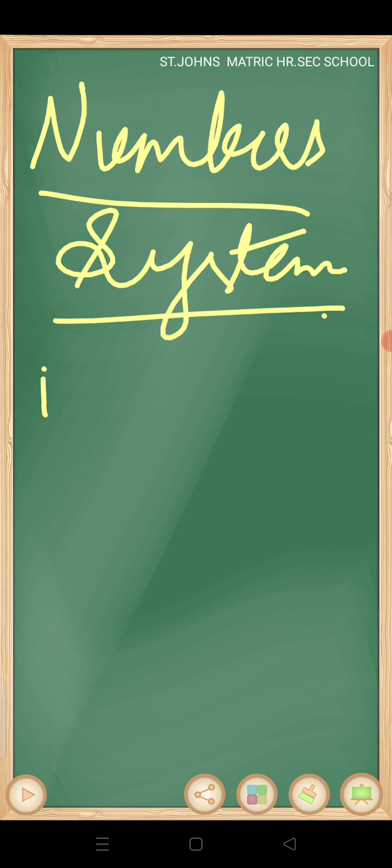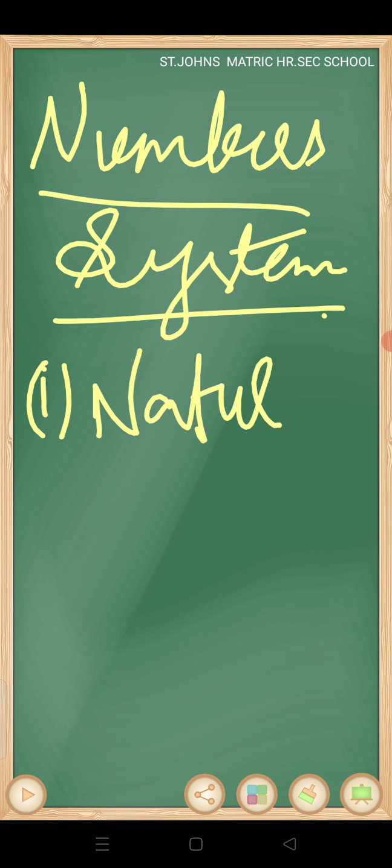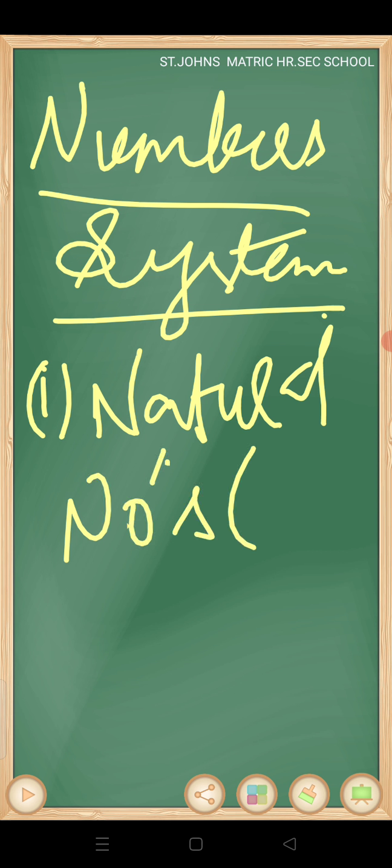See, listen, we have learned about the first one. What is that? Natural numbers. Natural numbers are nothing but counting numbers starting from 1 up to infinity. Okay, 1 to infinity.